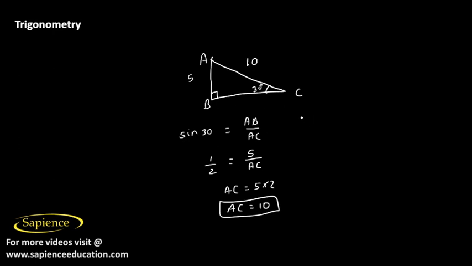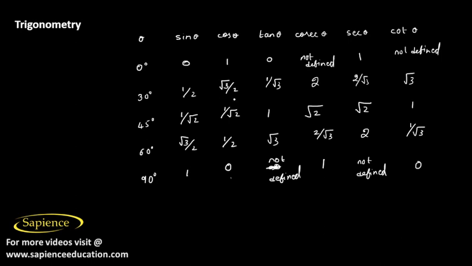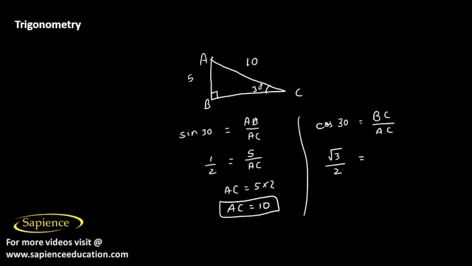We can also find this. We just have to use a different identity like cos 30. If we use cos 30, the ratio will be adjacent side by hypotenuse. And for cos 30, we know from the table the value to be root 3 by 2, which is equal to the side BC, which is unknown to us, divided by AC. We just found out it to be 10. So BC will be equal to root 3 into 10 by 2, which is equal to 5 root 3.